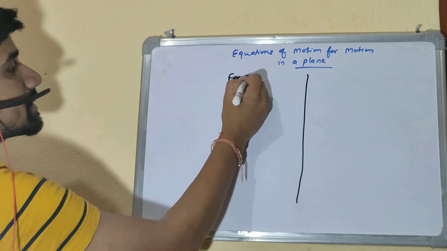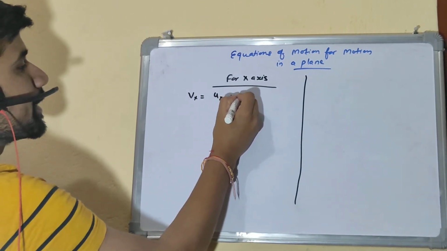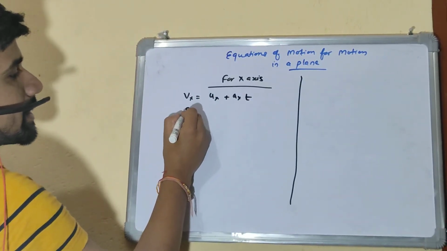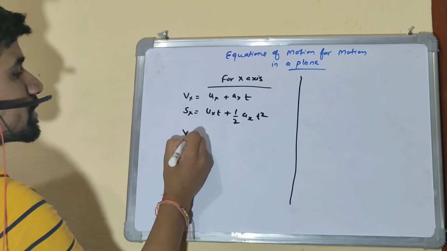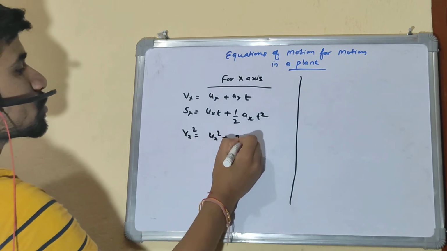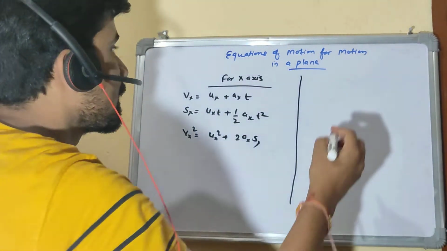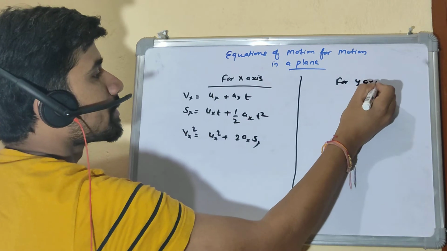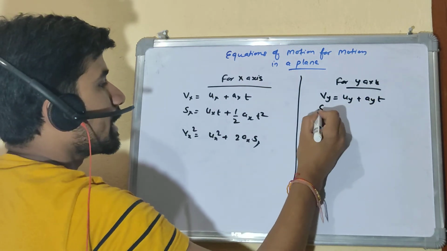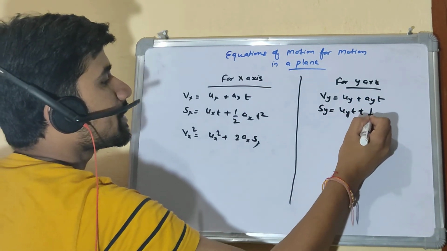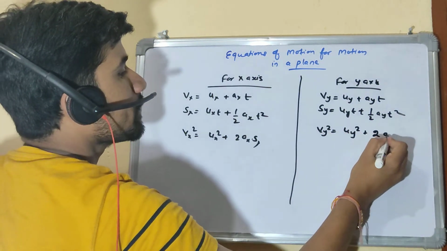For, let's say, the x-axis, the equations of motion will be: vx equal to ux plus ax into t. Sx equal to ux t plus half ax t square. Vx square equal to ux square plus 2 ax into sx. This is the equation of motion for the x-axis. Again, for the y-axis, this becomes: vy equal to uy plus ay t, sy equal to uy t plus half ay t square, vy square equal to uy square plus 2 ay sy.